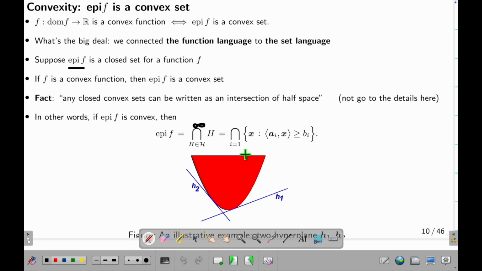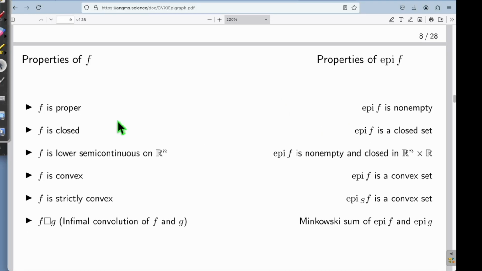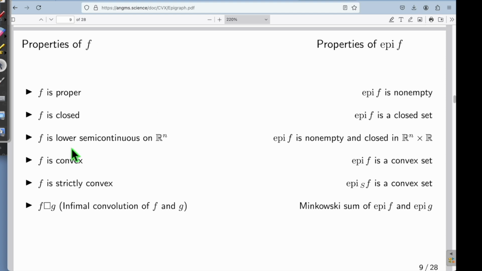What is a half space? A half space basically means some inner product larger than some number. That's right, it's linear algebra. So we have the following. This is the analysis version of the properties of F, and this is the geometric version. We can say F is proper, F is closed, F is lower semi-continuous, F is convex, and this funny thing we will talk about later. But we can also say: epigraph is non-empty, epigraph is closed, epigraph is convex.